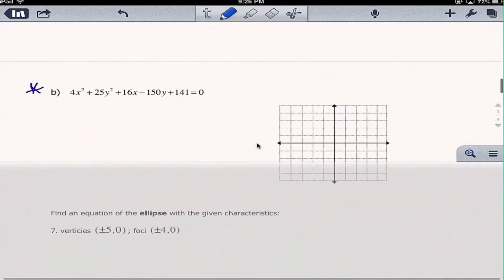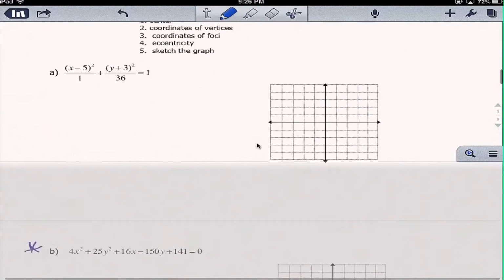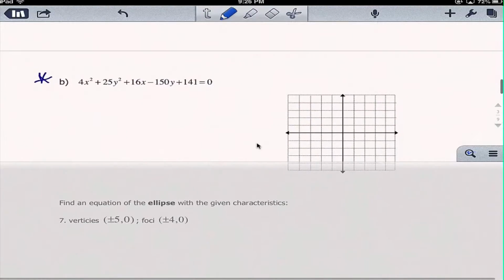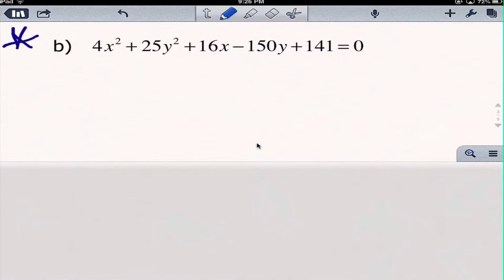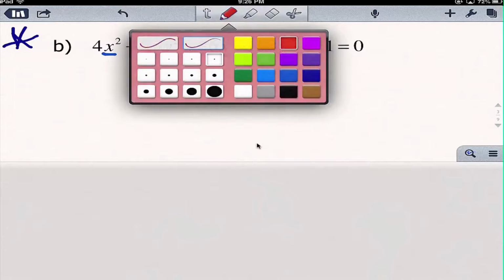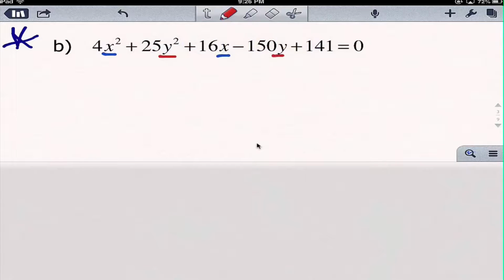Some other ones I want to look at. Okay, this is under number 6. I want to look at B. The reason why I'm choosing this one is because right away I can definitely tell that we need to complete the square. The reason why I can tell is because I have an x squared and an x, and I also have a y squared and a y. So I want to make sure we remember how to do this.